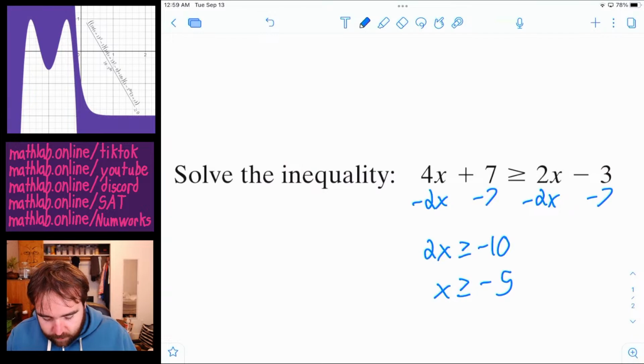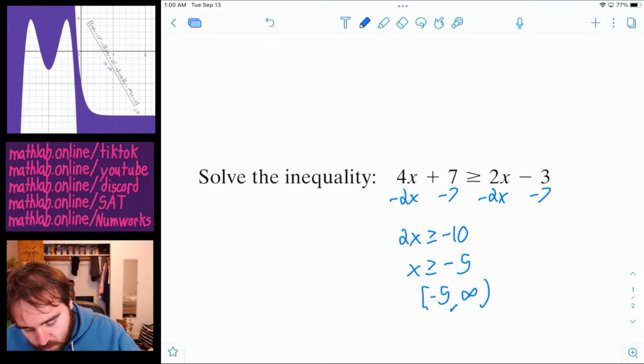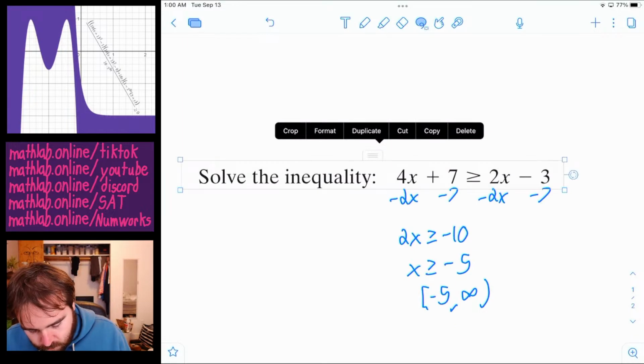If we want to write it in interval notation, we'll use a bracket this time because it is allowed to be negative 5. Anything from negative 5 to infinity. All right, good stuff, good stuff.